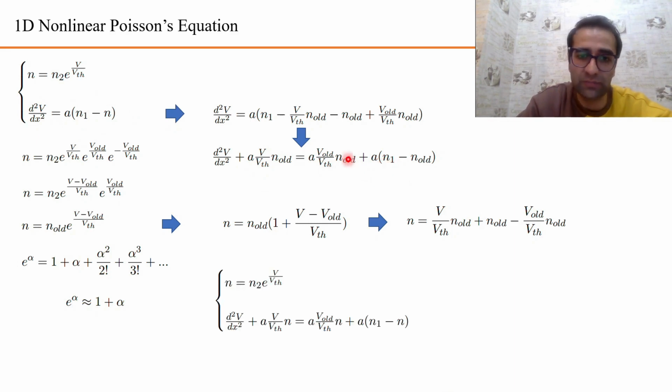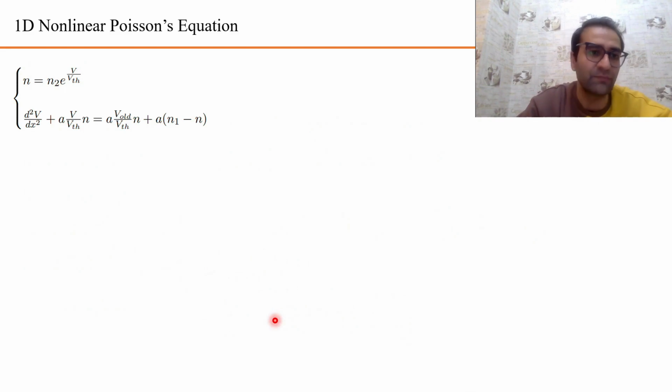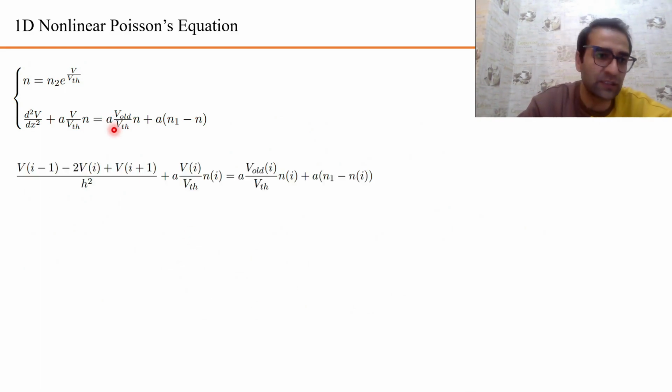And just for simplicity here, I removed this subscript old from n. We know that this n comes from the v old, but just for simplicity I removed this subscript old. Therefore this is the final equation that we have, this one. And what will be the discrete form?